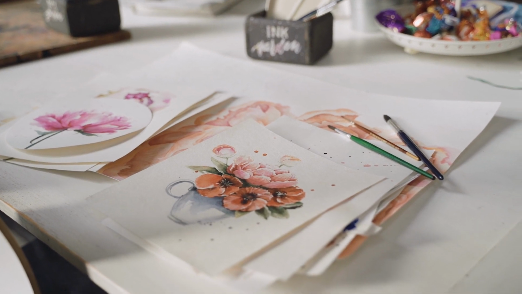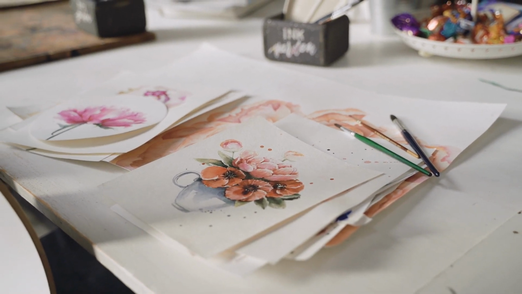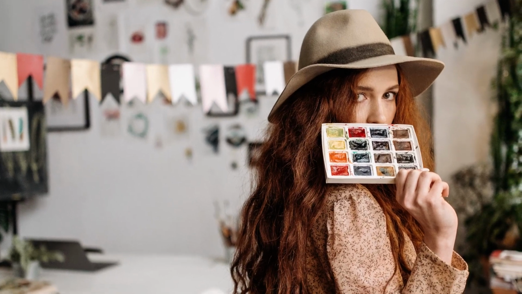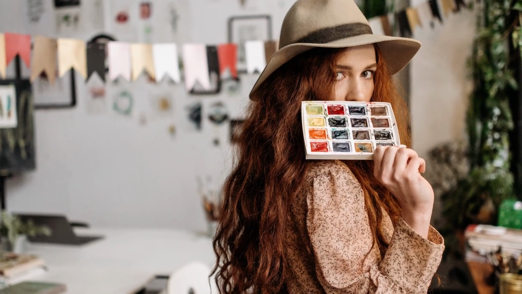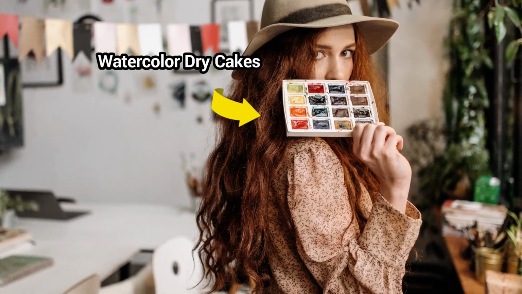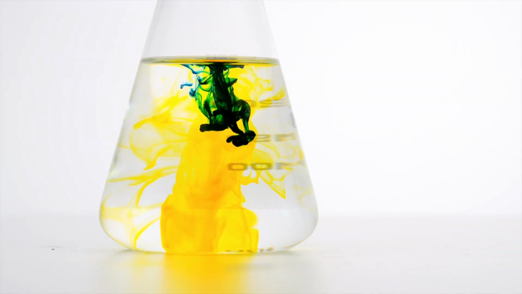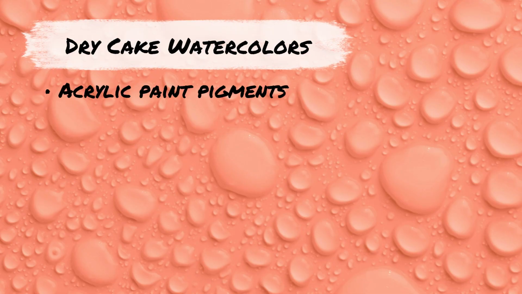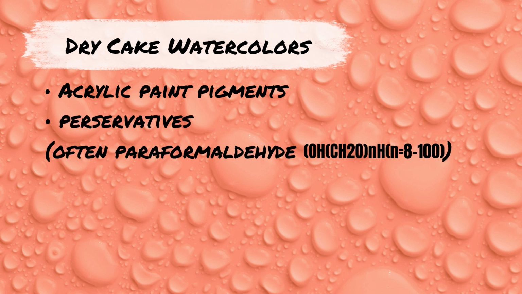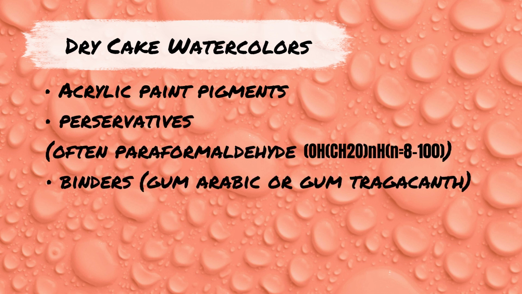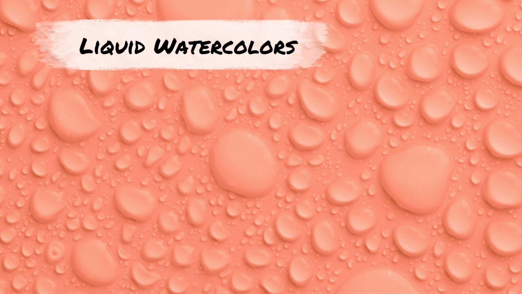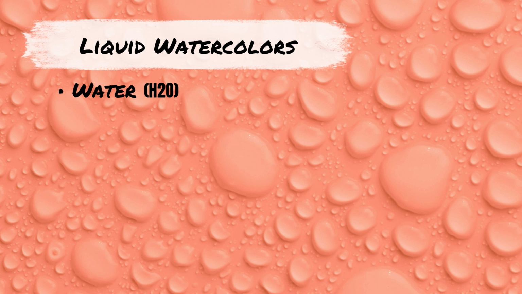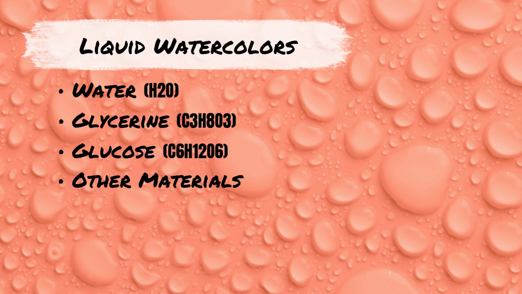Furthermore, watercolors can be made with either pigments or dyes for the color. Pigments are not soluble in water, though, and are used by professional watercolor companies to create watercolor dry cakes. On the other hand, dyes are soluble in water and are used by liquid watercolor brands to create liquid watercolors. Overall, the dry cake watercolors are made of the same pigments used in acrylic paint, and then preservatives, often formaldehyde, and binders such as gum arabic or gum tragacanth are also added. For liquid watercolors, they will additionally contain water, glycerine, glucose, and other materials.